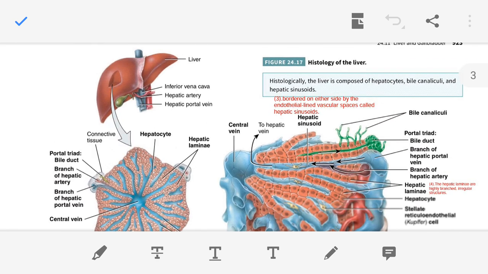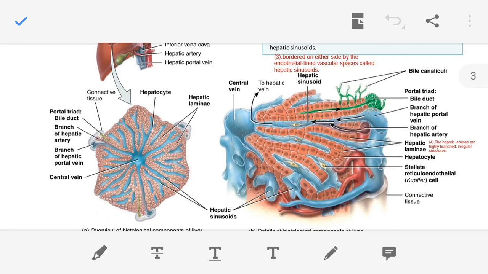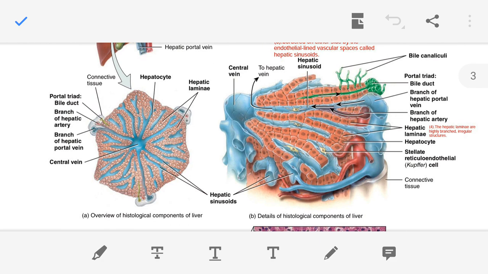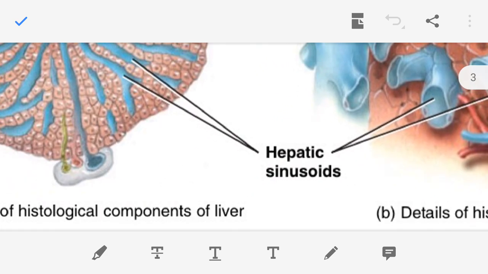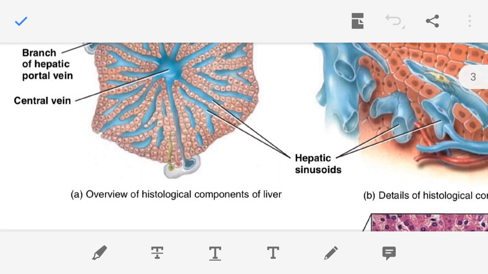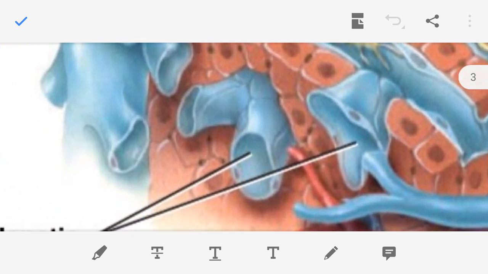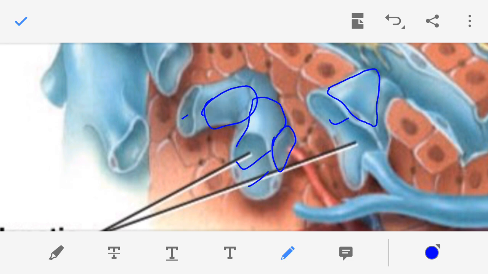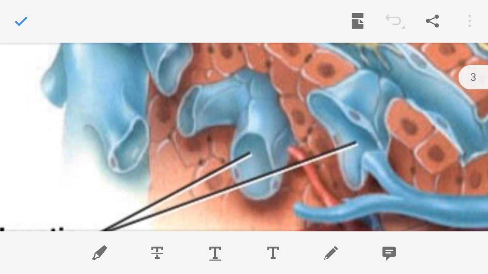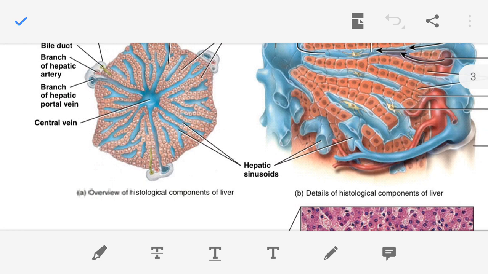So the third point was about the hepatic sinusoid. Here in this figure, you see these are the spaces, this is the space, and as you can see, these spaces are covered by endothelial cells. So these spaces are known as the hepatic sinusoid.